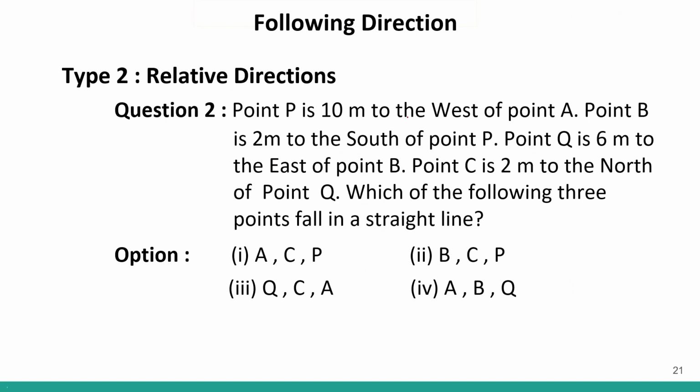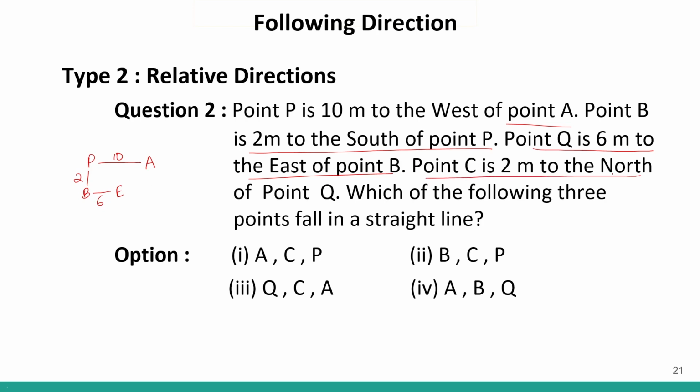Now, point P is 10 meter to the west of point A. So point P is 10 meter to the west of point A. Point B is 2 meter to the south of point P. Point Q is 6 meter to the east of point B. So E will be somewhere here, 6 meter to the east of point B.